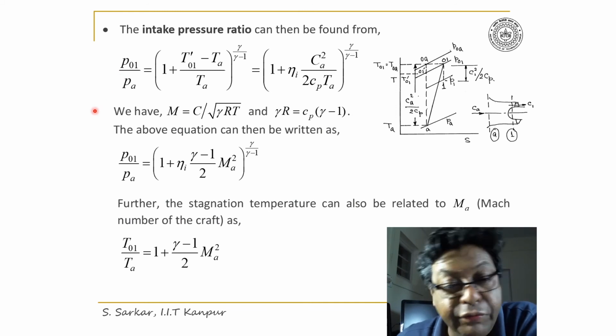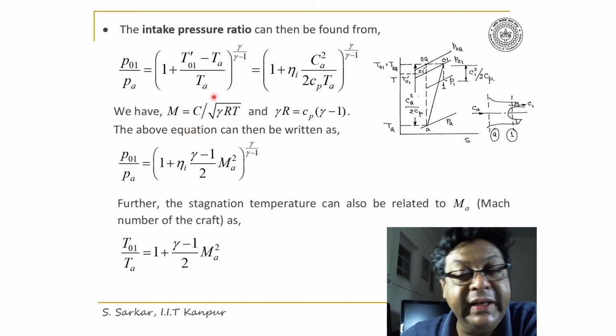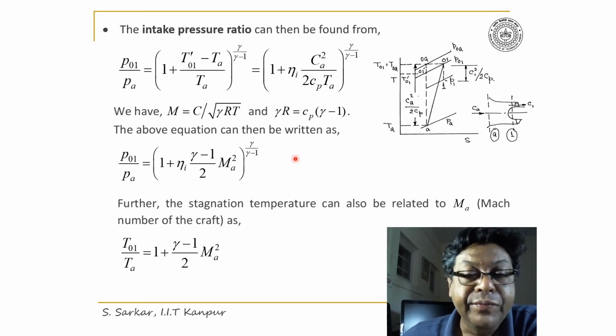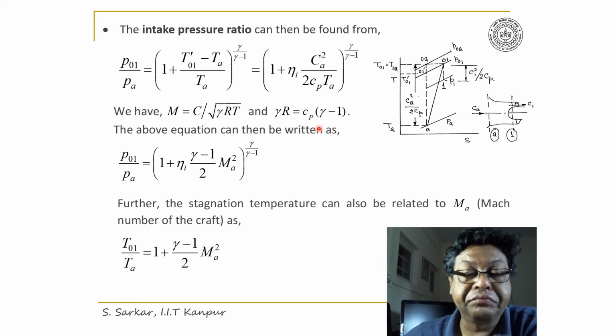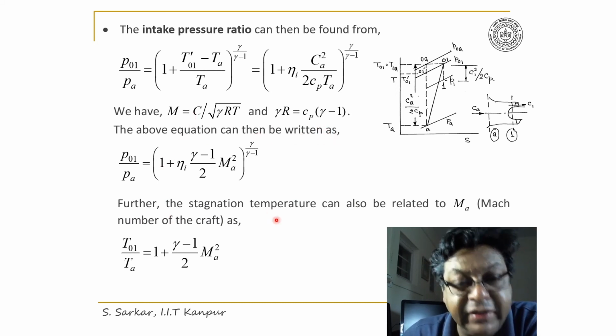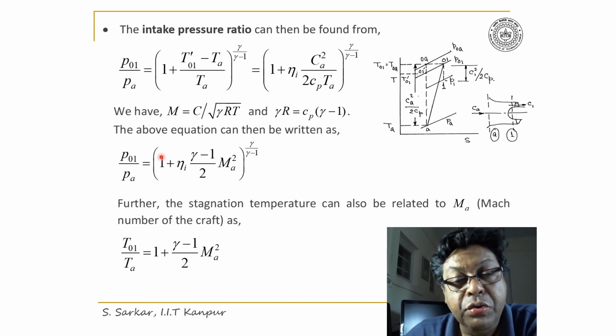Furthermore, we know the relation, that is Mach number M equivalent to C divided by root over gamma RT, considering the ideal gas, and also gamma R is equal to Cp into gamma minus 1. Thus, using these two relations, I can establish P01 by PA is equal to 1 plus eta I into gamma minus 1 divided by 2 into Ma squared to the power gamma divided by gamma minus 1.